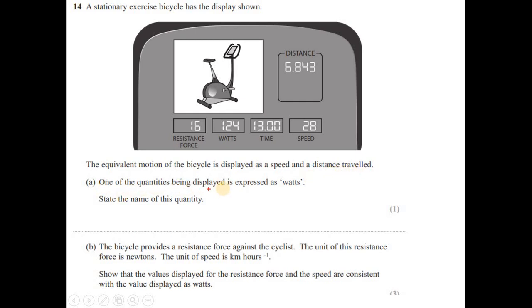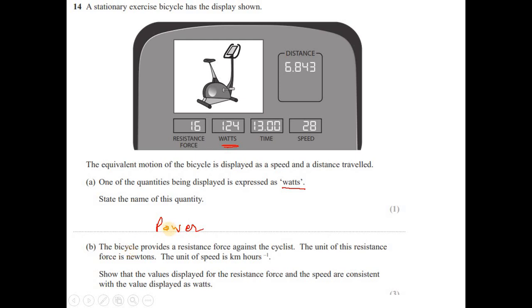One of the quantities being displayed is expressed as watts. State the name of this quantity. So definitely watts is the unit of power. So the quantity associated with this unit is power. So the answer is power. That means this is showing the power.